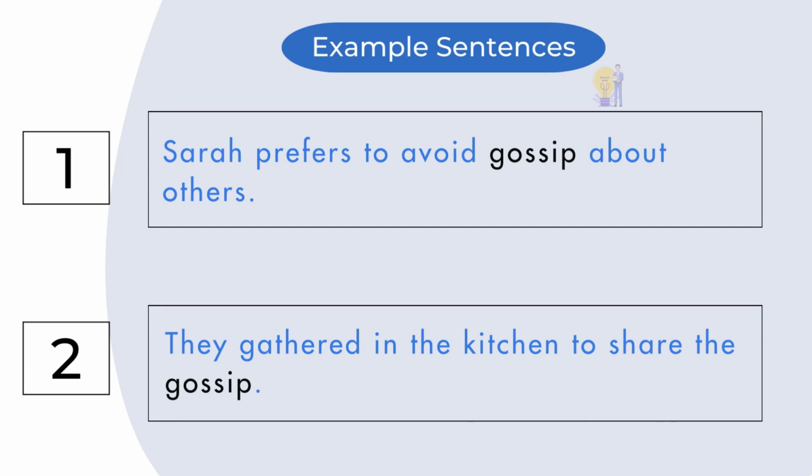The example sentences are: Number 1. Sarah prefers to avoid gossip about others. Number 2. They gathered in the kitchen to share the gossip.